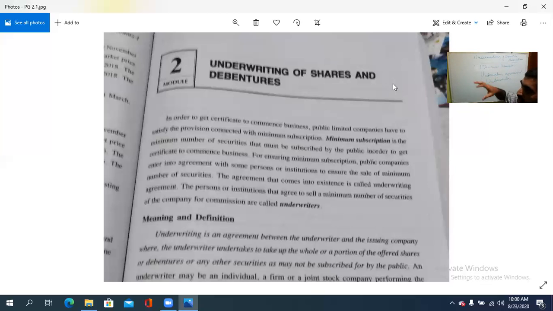For requiring the minimum number of securities to be subscribed by the public.